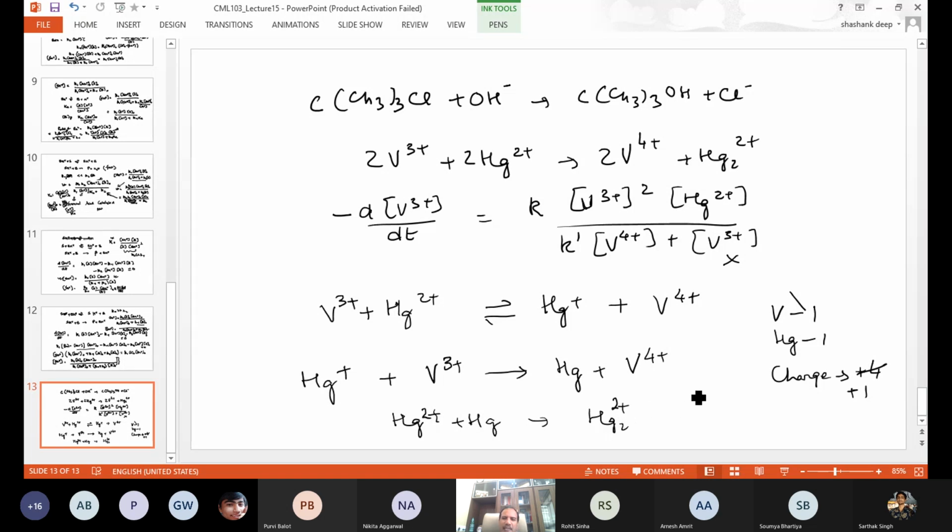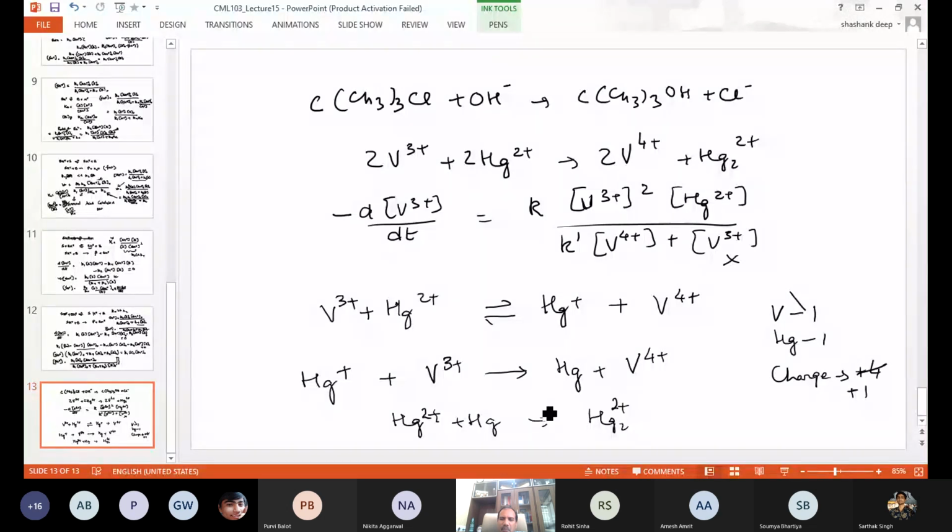Hg2+ plus Hg gives you Hg2 2+. This is okay. Now it is balanced. You are right. It should be Hg2+, not Hg+. Hg+ already used up हो गया. Again, it depends on what product you have. Product is Hg2 2+. एक Hg है तो और किसके साथ करेगा? Hg2+ के साथ ही करेगा. And now if you balance, you have 2 V3+, you have 2 Hg2+. This Hg cancels out, this Hg+ cancels out. And then you have this whole reaction.